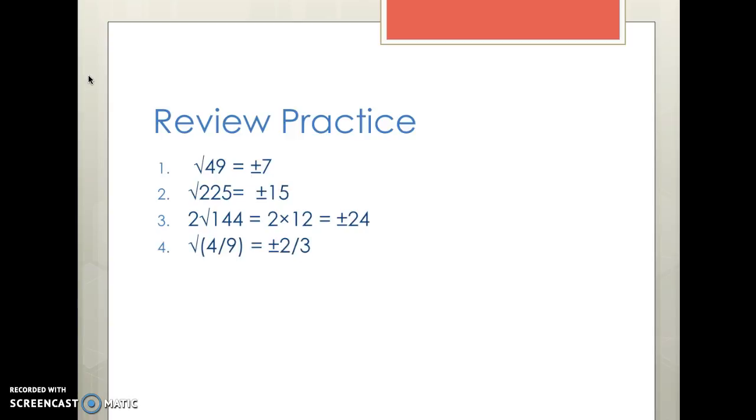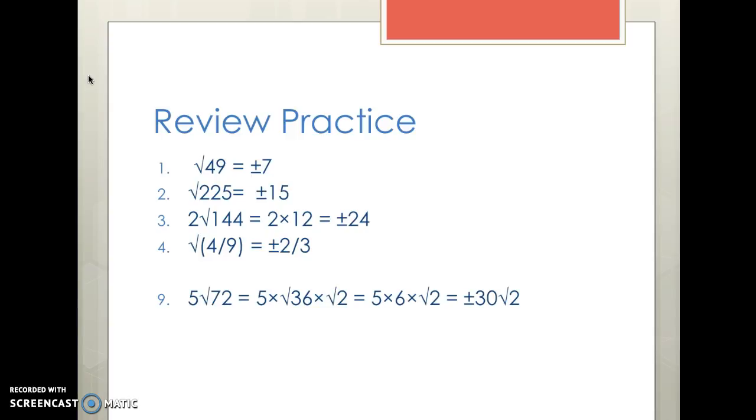Next we have the square root of 4/9. We take the square root of the numerator, which is 4, so the square root of 4 equals 2, and the square root of the denominator, which is 9, the square root of 9 is 3, so we have 2 over 3.